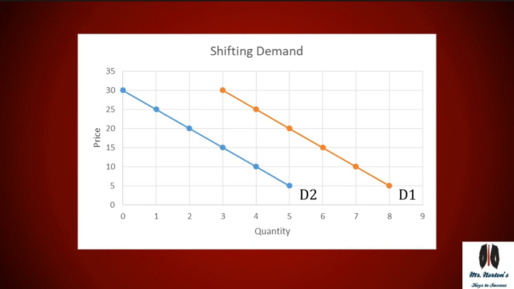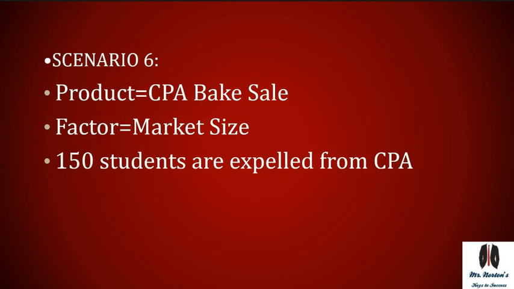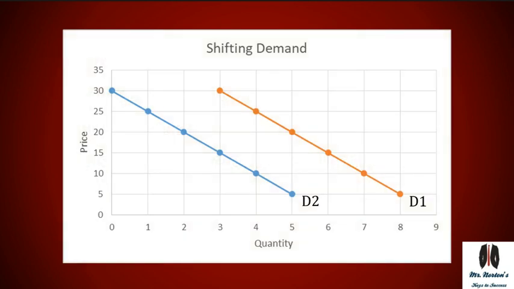And we've got about one more here to go as far as our scenarios. And it's the CPA bake sale again. So we already went through this one. You should have a pretty good idea. So CPA bake sale is the product. The factor is market size. And we're going to say that one of our administrators, you can take your pick, which one would be more likely to go ahead and start expelling people? You can say that to yourself. And let's just say that they decide to expel them from Chandler Park Academy. Now, what's happened to our market size? Well, with 150 less students, it is smaller. And, of course, because of a smaller market size, we are going to have a smaller demand.